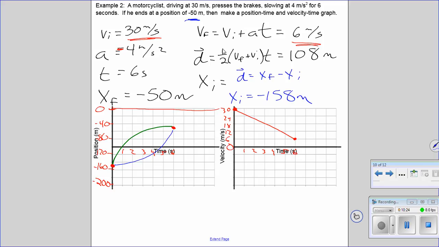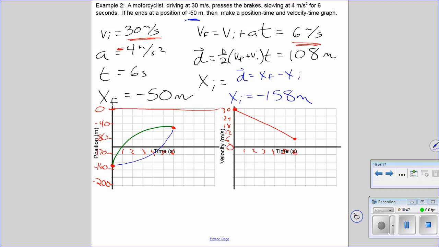Which one is right, green or blue? Hearing some votes for green. Why would it be the green one? Say it again. What's moving closer to zero? You're right, but I just want... If you're accelerating, right?